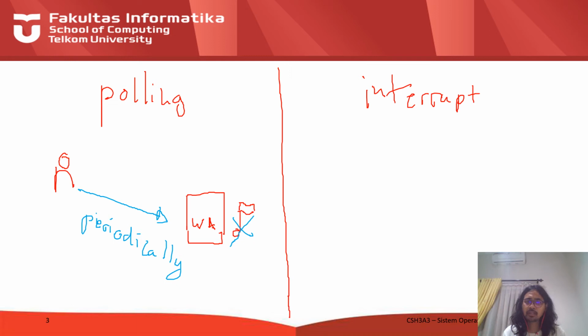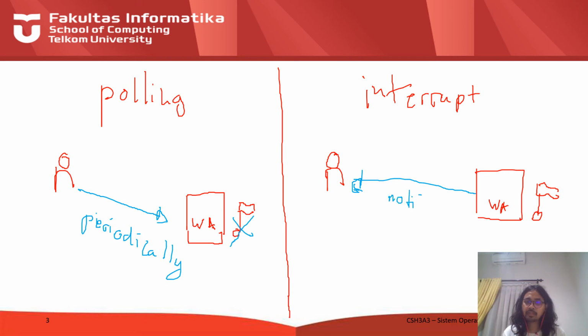And interrupt is the opposite way. So there's a person and there's WhatsApp, and now the WhatsApp has a ringtone, so it's not silent. What happens if the WhatsApp has a ringtone? It can produce sound. If it can produce sound, the user doesn't have to check regularly. The WhatsApp will tell the user when there is input or an output. So there is a notification. So those are the difference between polling and interrupt.